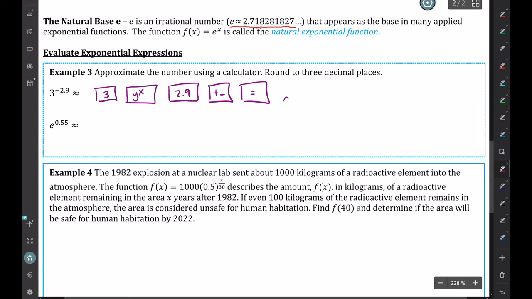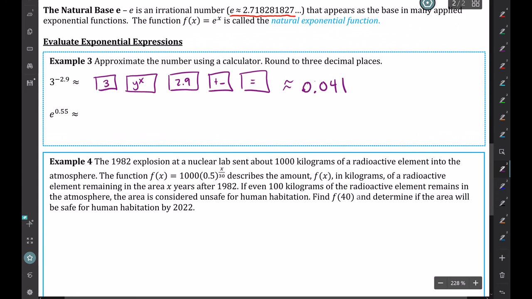And what you should get is 0.041. Okay? And you should round to 3 decimal places because that's what I asked for here.